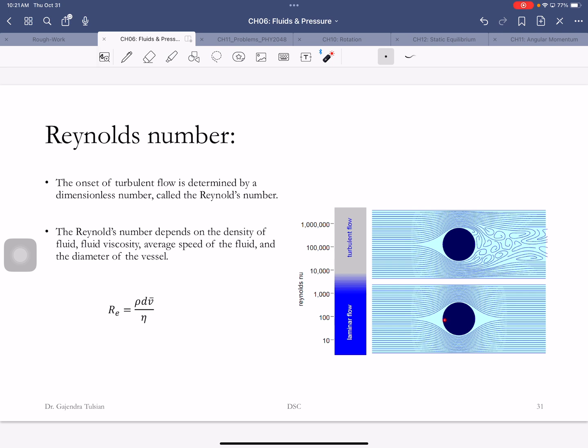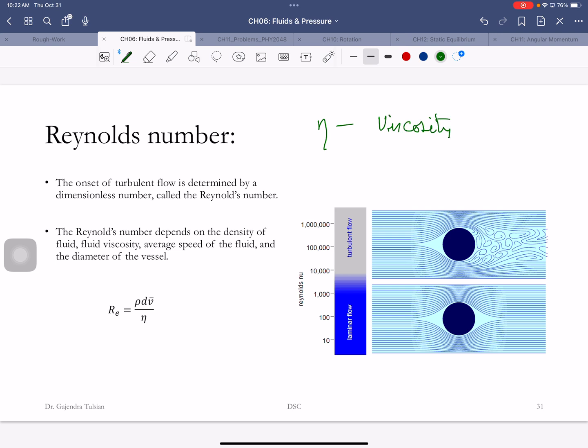The Reynolds number depends on the density of the fluid. This is the size of the object, the diameter of the object. V is the speed of the object, or you can have a still object and the fluid move in the other direction. It's the same thing. And eta is the viscosity of the fluid.